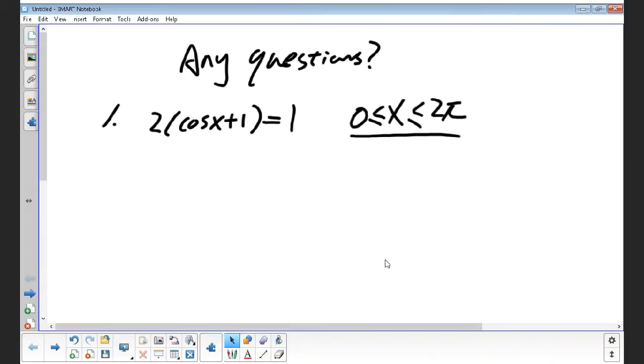So would it be 120? Correct. On the left side, because it's on the x-axis, cosine is negative. Sine is the y-axis, and that's positive. That's how you remember it: cosine is x, sine is y. What about tangent? It's positive in quadrants 1 and 3.